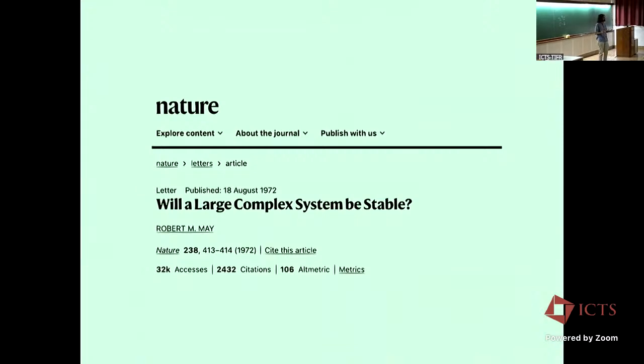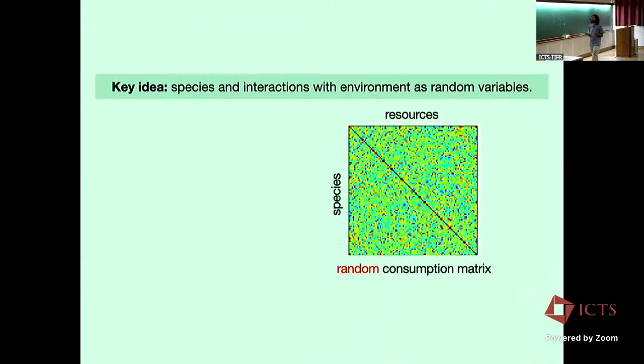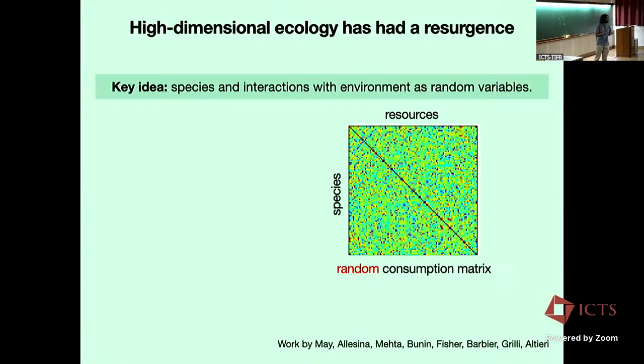And he had some nice and quite consequential random matrix theory analysis to argue that that was not the case, that larger systems would not tend to be stable. But then I would argue in some sense, since the 70s, this approach was kind of lost to the ages. So even though the idea of this approach is that you think of species and their interactions with the environment as random variables, much like I was describing here, this idea from the 70s has found a resurgence in the last decade or so.